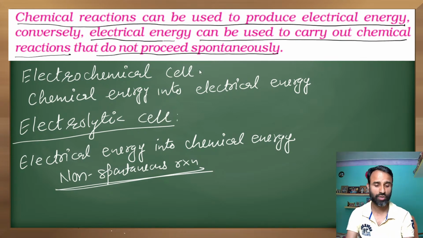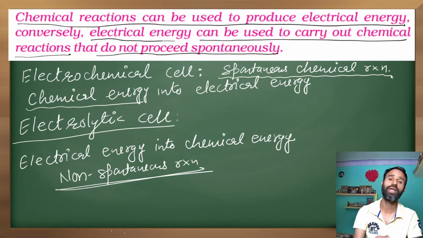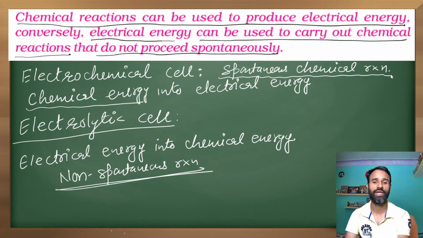And in an electrochemical cell, the reaction is spontaneous. So it is dealing with a spontaneous chemical reaction, and in this spontaneous chemical reaction, chemical energy is converted into electrical energy. Okay.